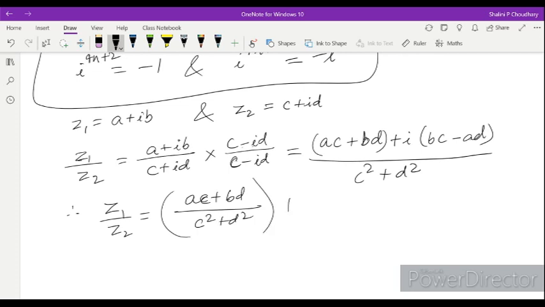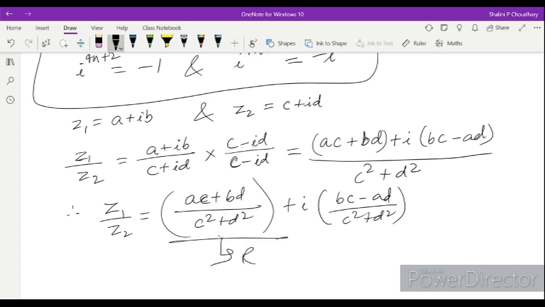This is the real part, plus I into BC minus AD divided by C square plus D square. Okay, so this will be the real part and this will be the imaginary part. Now, I hope you understood the concept. Now we'll do sums based on this concept. We'll do some examples, then it will be more clear.